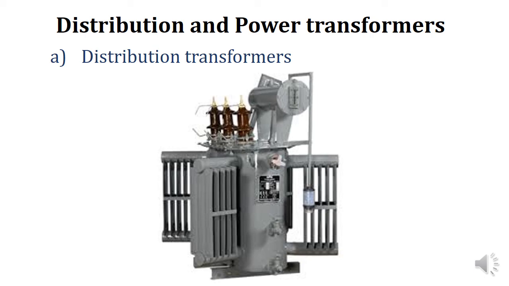So distribution transformers are designed in such a way that the core loss is much lesser than the full load copper loss, and also its maximum efficiency will occur much below the full load operation. And one more thing, its all-day efficiency will be very high.